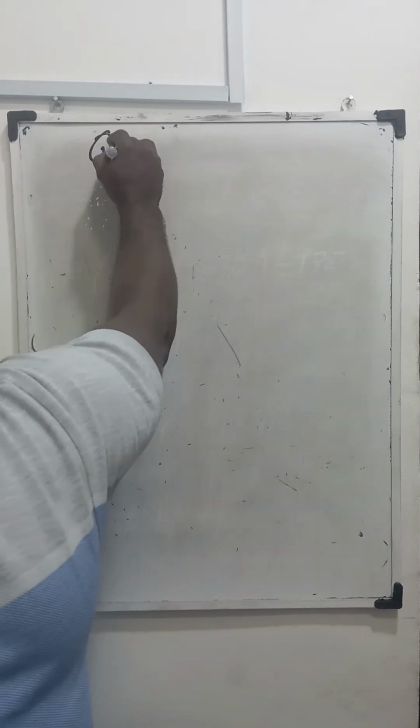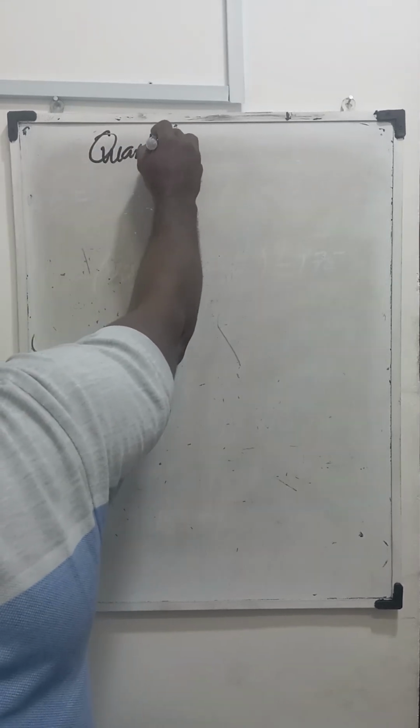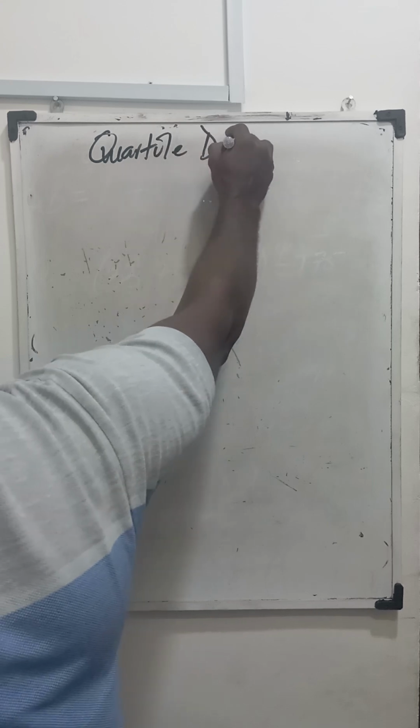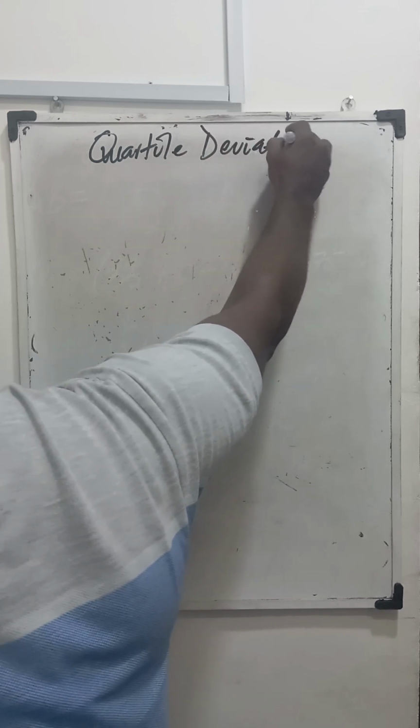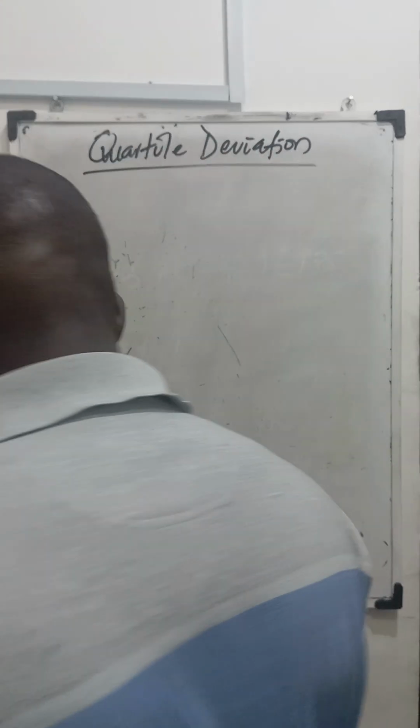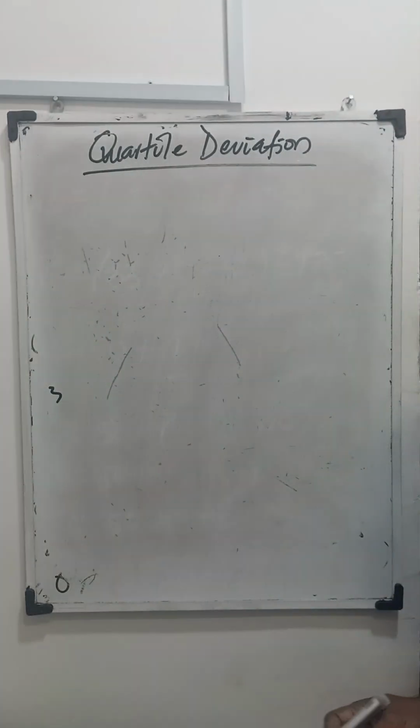All right, so we want to look at part two. We're still looking at quartile deviation. So we want to consider a table.